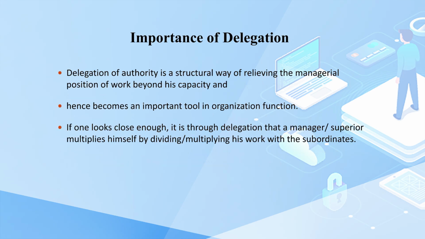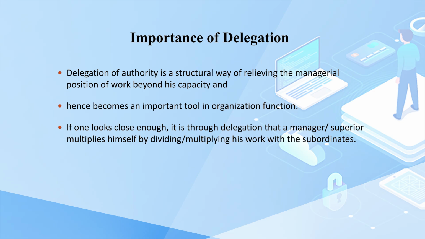So delegation of authority is a structural way of relieving the management position of work beyond its capacity. If you are not giving the structural way of relieving the managerial position, then you cannot give the capacity. Take the same example of serial control: who orders the serials, how the process of selection should be. All these things are authority, and if there is no structural way, we will not be able to deliver those things.